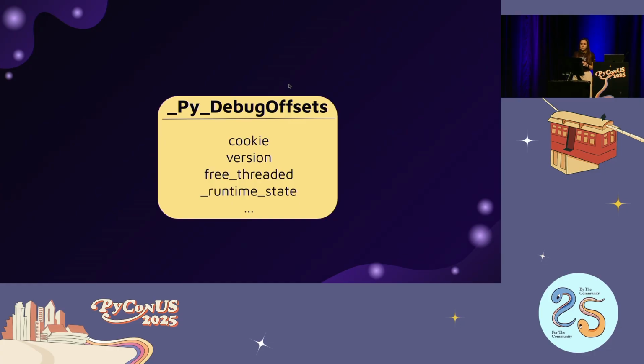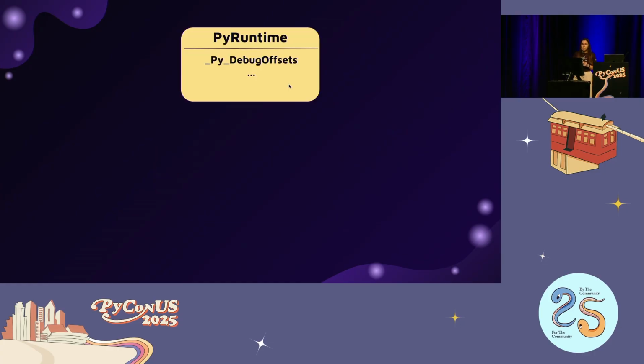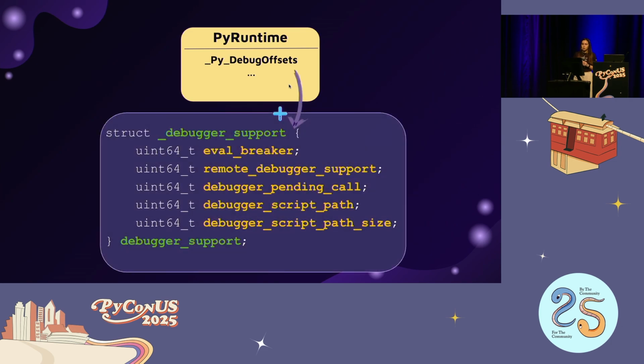What we actually did to find our box is we extended PyDebugOffsets with a really simple structure called debugger support. This structure has 5 fields, but I'm not going to explain all 5. I'm just going to explain the 2 important ones: remote debugger pending call, which you remember is the alarm that we mentioned earlier that the debugger uses to indicate to the interpreter there is something to be run, and debugger script path. This one is the offset in our box where the debugger should drop the script.